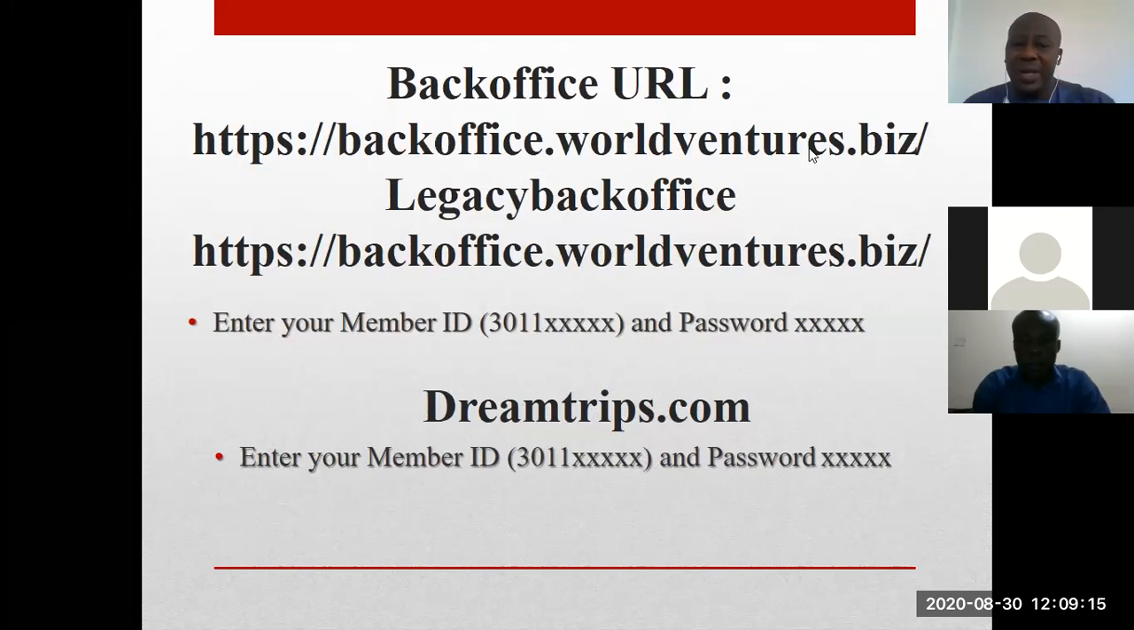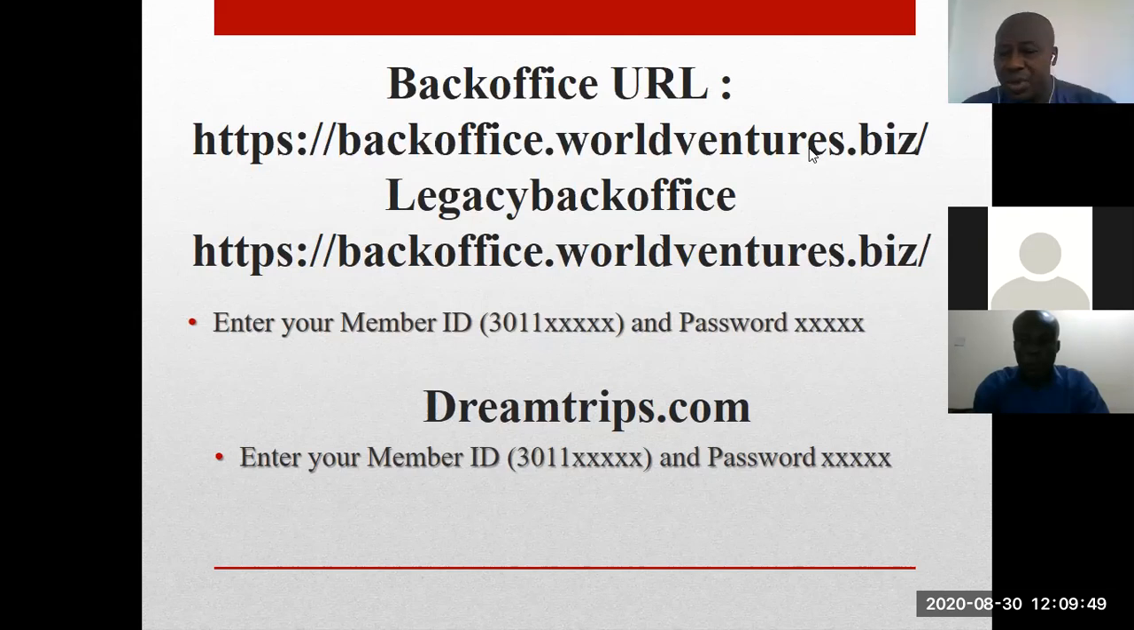So when you have that problem, you go through the legacy back office, and you should have access to it. The main back office gives you the main screen, and the legacy back office is where they will tell you, if you cannot find something, click here. Then if you have access to that, you enter your member ID. Your member ID in World Ventures is your user ID. That's the member ID and the password we gave to you. That's the temporary password, you can go and change it. So this is for the back office.